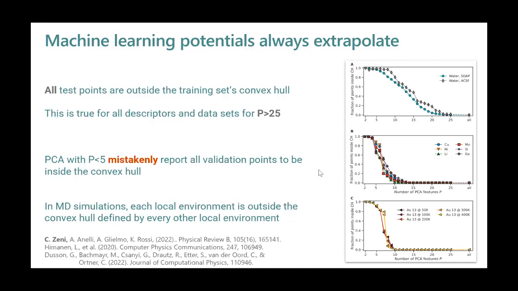Finally, in MD simulations, which we remember is the last data set, the bottom one, the gold, we specifically said that here the test set is every environment, while the training set is every other environment. So this is basically saying, based on everything else, what is this? Basically, we see that in MD, everything goes outside of the convex hull immediately and almost always.